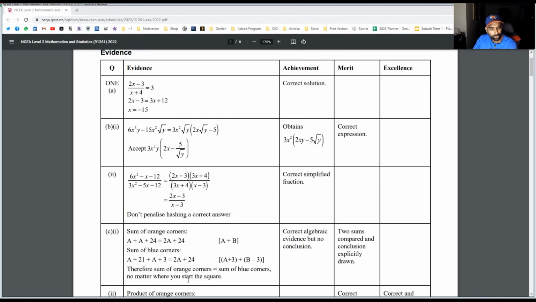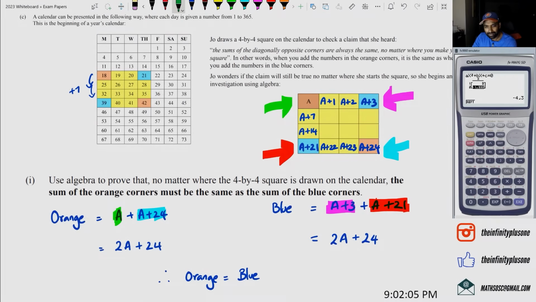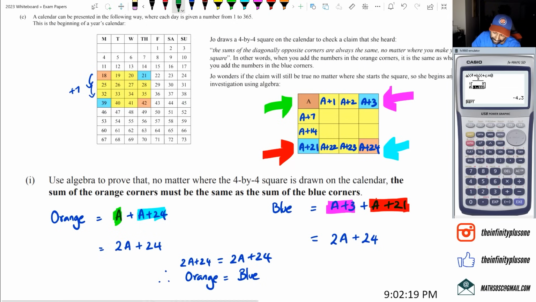Guys, now that's what I wrote, but I didn't write that no matter where you start the square. Now, if I look at the answer schedule for merit, two sums compared and conclusion explicitly drawn. If I go back to my working, maybe I should put one little statement above it, something like 2a plus 24 equals 2a plus 24. Therefore, orange equals blue. And I think that should qualify for a merit.